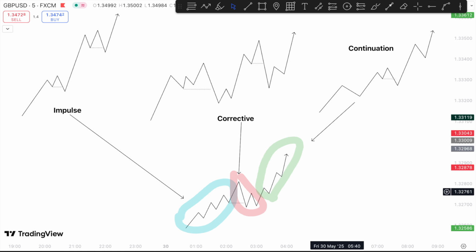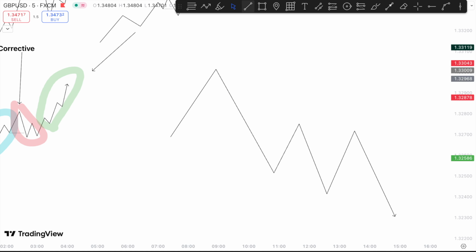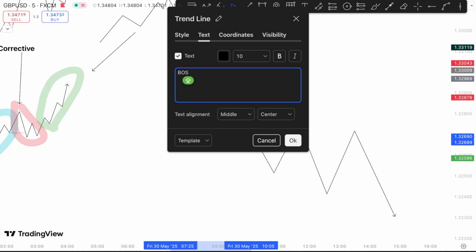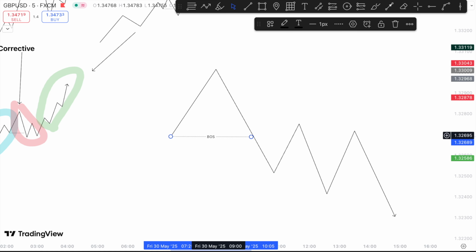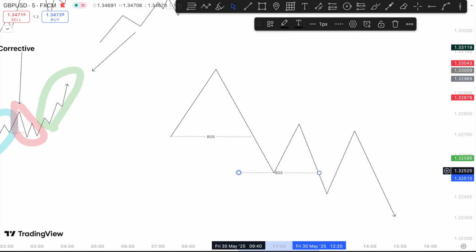Okay, a pro tip for you: if a market is moving like this and it's a downtrend, right? So this will be your break of structure. Okay, let me mark this. This will be your break of structure. And if you are doing SMC or ICT, you would also mark this as your break of structure. But this is wrong. Why?